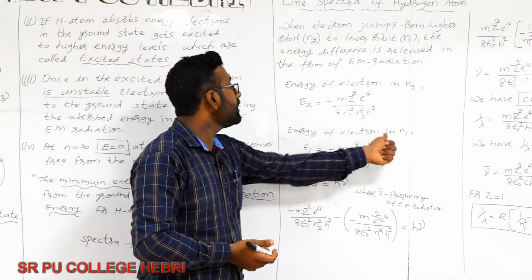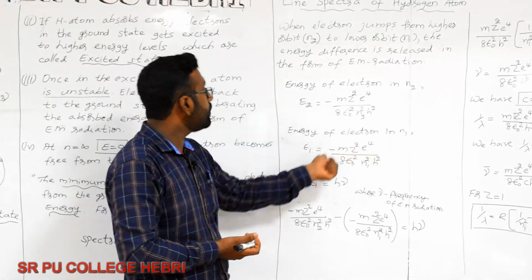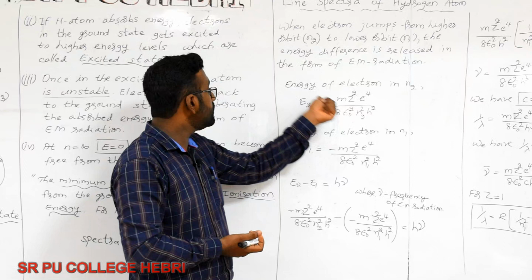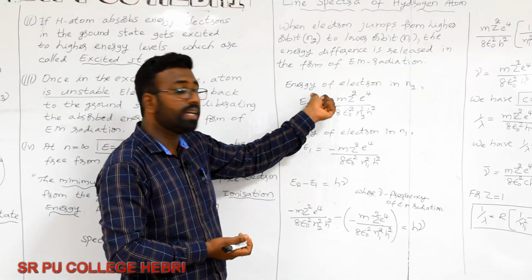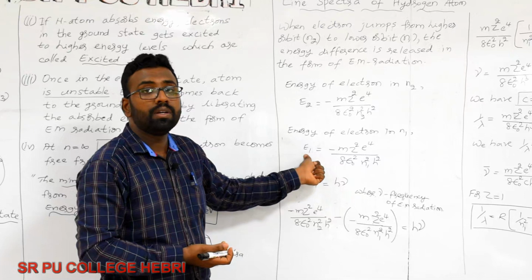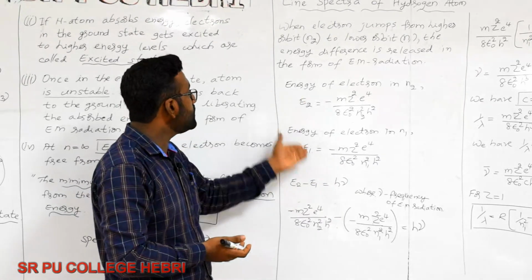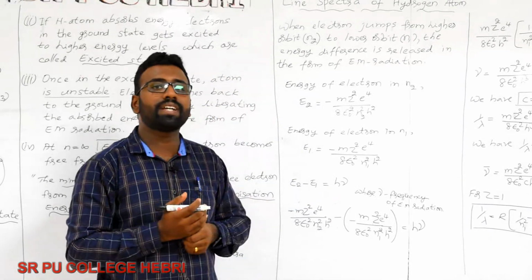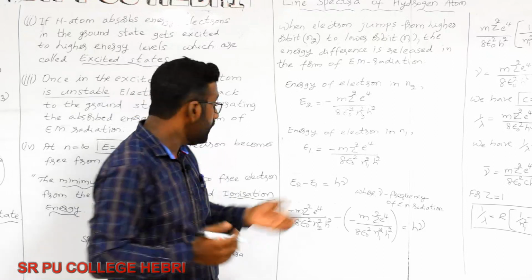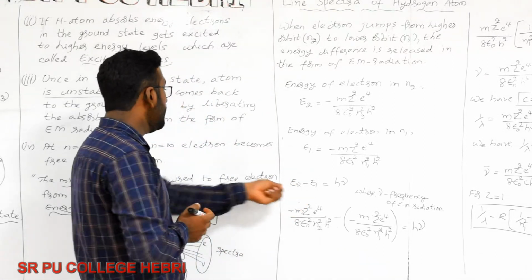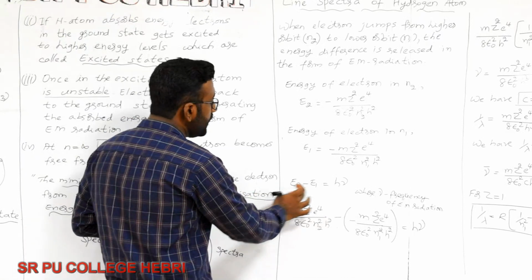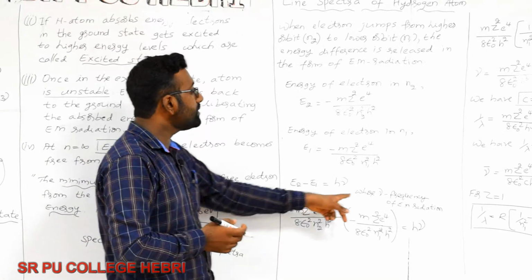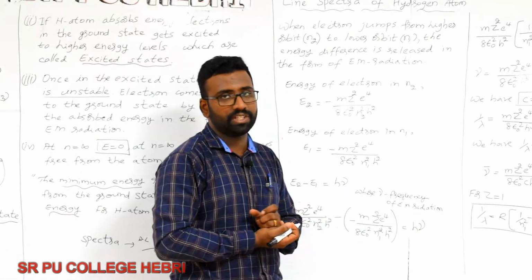Then energy of electron in N1 is the same equation, with N1 instead of N2. This is the energy of electron in the excited state, and this is the energy of electron in the ground state. We will take the difference between these two energies. That energy is the energy of the electromagnetic radiation liberated from that atom. So E2 minus E1 is equal to h nu. What is nu over there? Nu is the frequency of electromagnetic radiation.